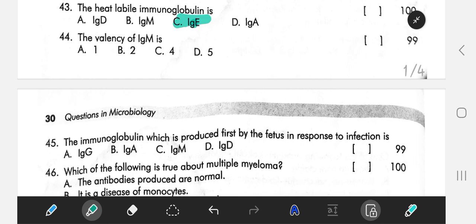Question 44. The valency of immunoglobulin M is 1, 2, 4, 5. Answer will be D, 5.